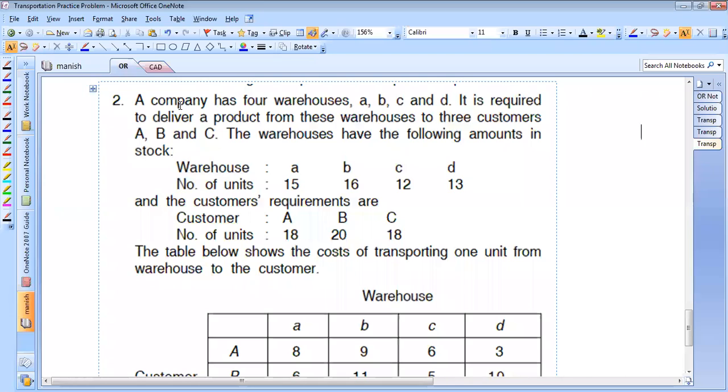I have taken this problem from one of the books, which is Operation Research by J.K. Sharma. I'll share the book with you people. And I think I also promised you that we'll share some problems, but I was not able to do it. So today I'll try and share some practice problems with you.